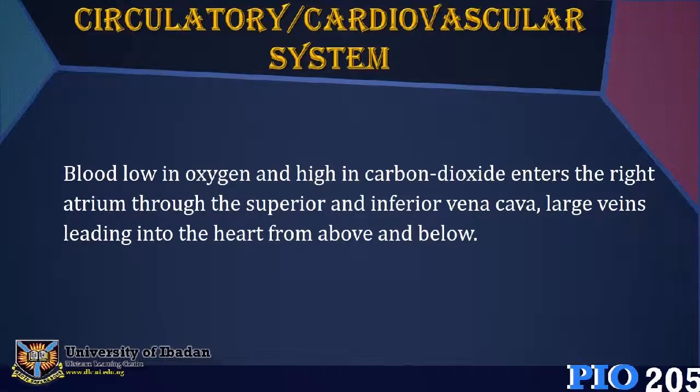Blood low in oxygen and high in carbon dioxide enters the right atrium through the superior and inferior vena cava, large veins leading into the heart from above and below. Contraction of the right atrium forces blood into the right ventricle. The right ventricle contracts, forcing blood into the pulmonary artery. Branches of this artery lead to capillaries in each lung where blood, high in carbon dioxide, picks up oxygen and gives off carbon dioxide.